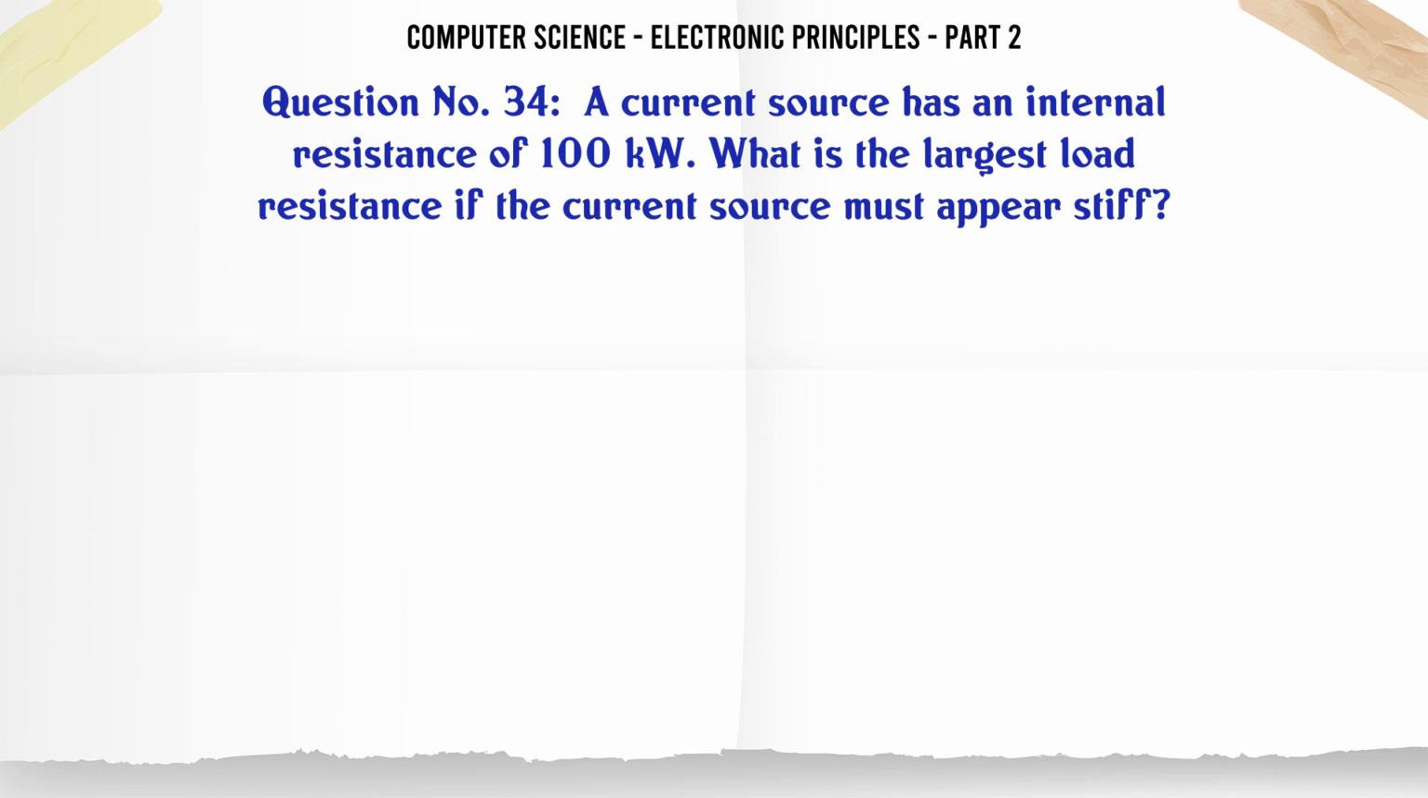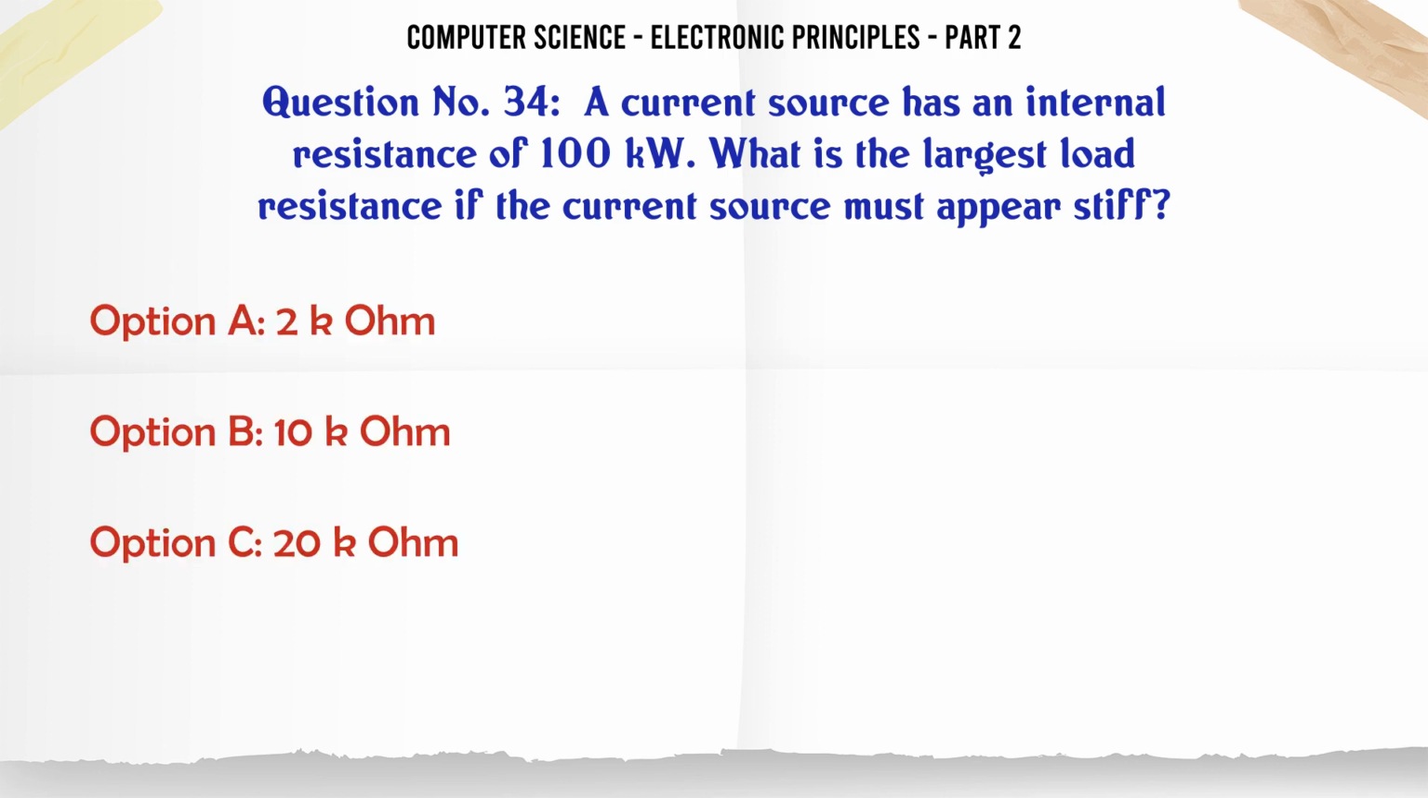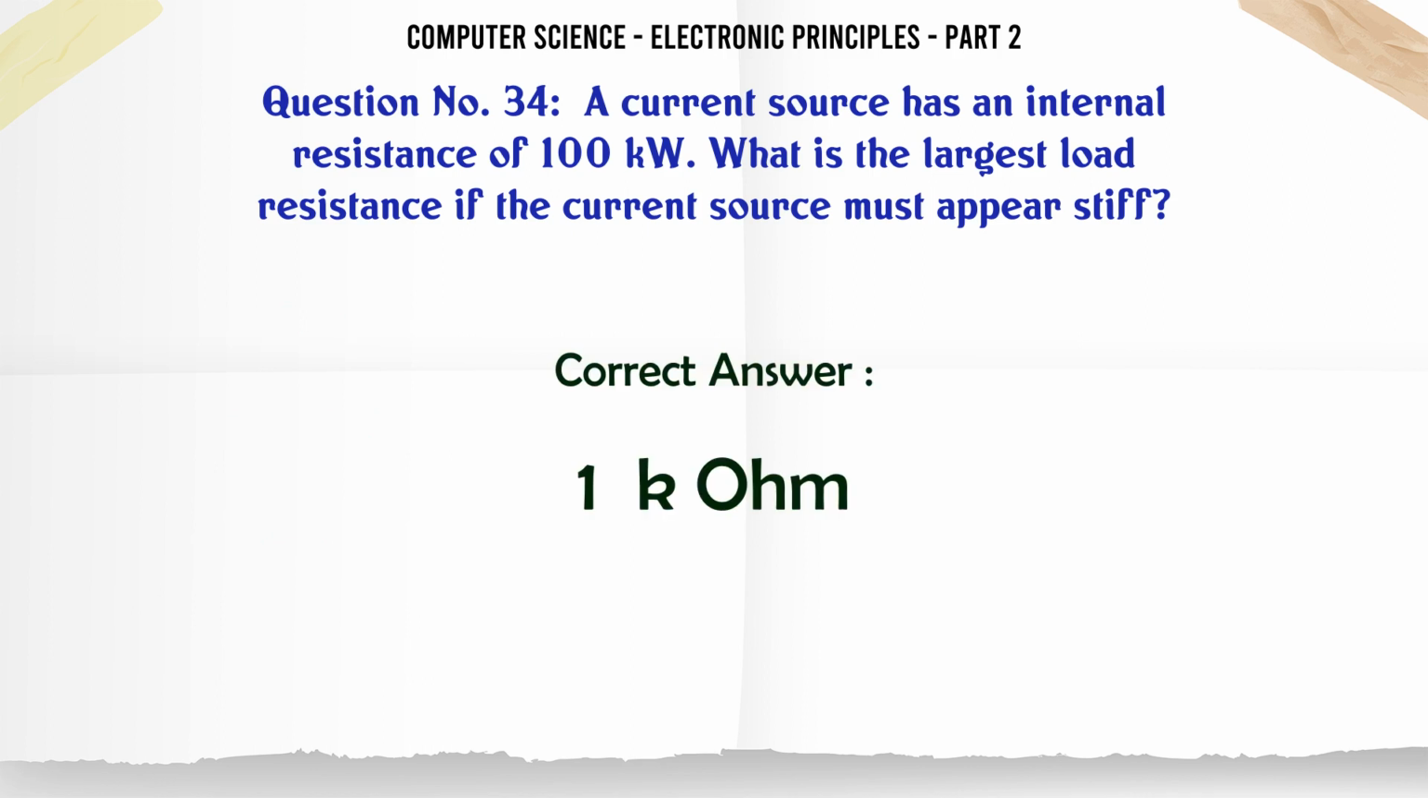A current source has an internal resistance of 100 kilohm. What is the largest load resistance if the current source must appear stiff? A. 2 kilohm, B. 10 kilohm, C. 20 kilohm, D. 1 kilohm. The correct answer is 1 kilohm.